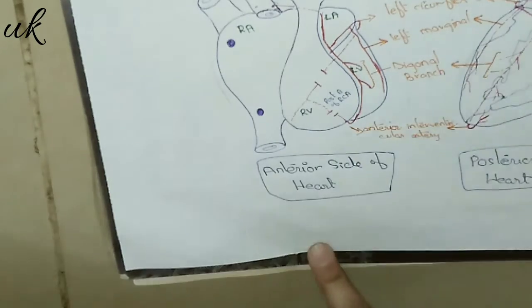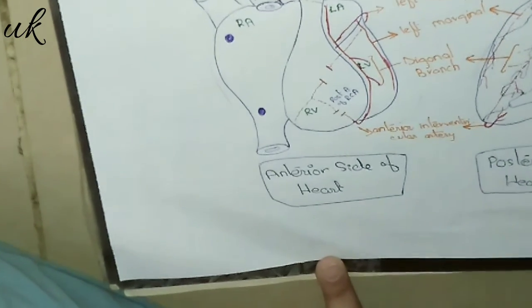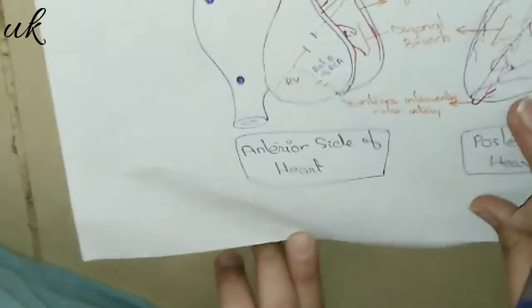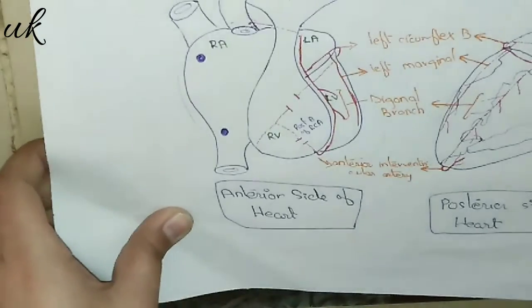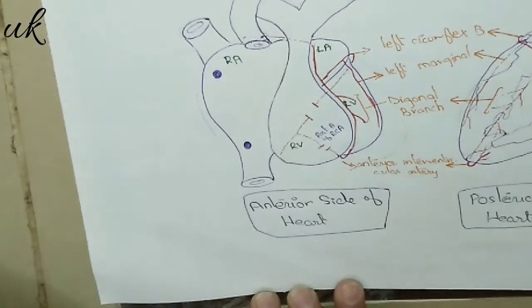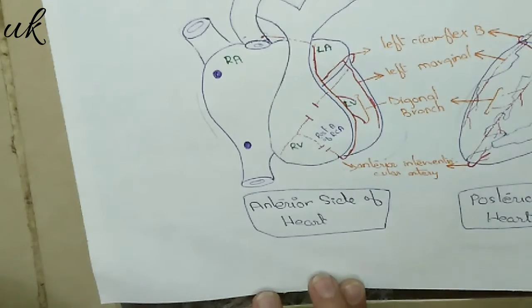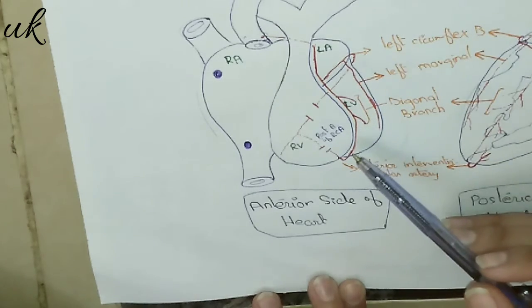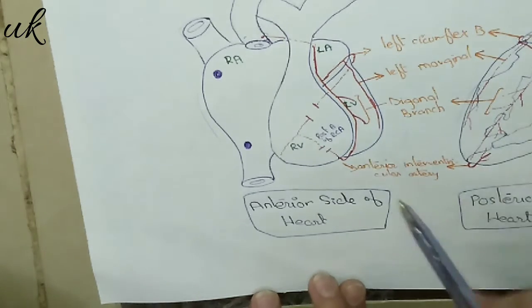As you can see here, I'm going to focus on it. Posterior branch of the right coronary artery. This is the anterior interventricular branch.